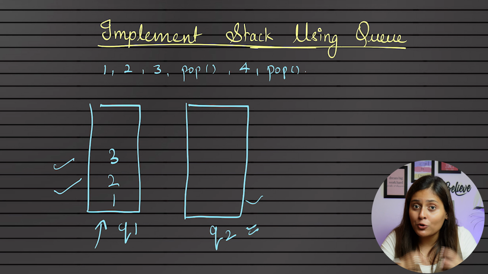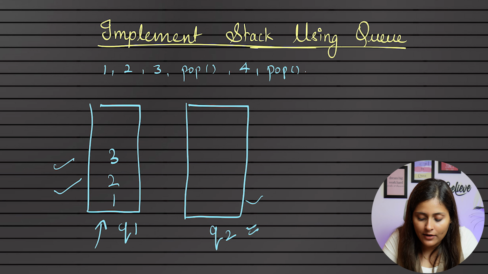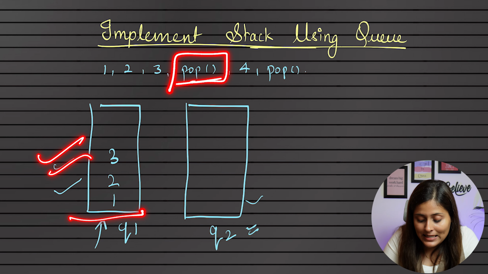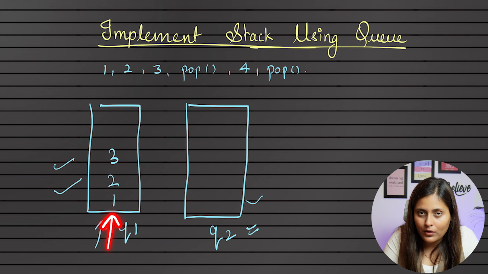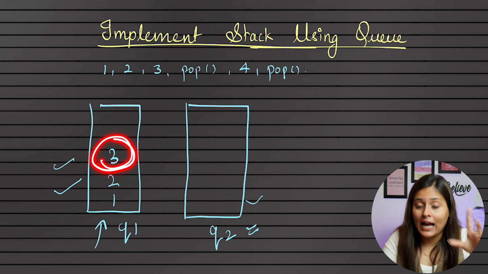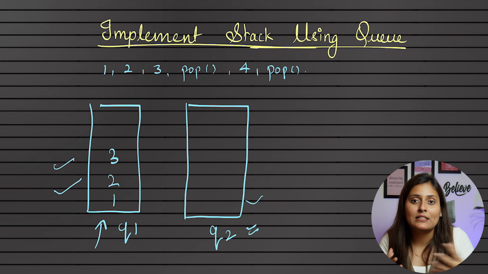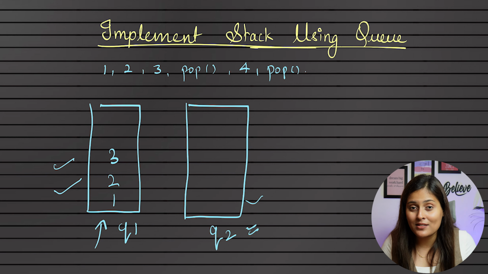Now if you have to do any pop operation, as you can see after 3 we will do pop. So that we can do from the Q1. Why? Because insertion we do from one end, but the pop we will do from the top element, right? Like top side. Then definitely we'll get 3, and now it's behaving like stack instead of queue, isn't it?